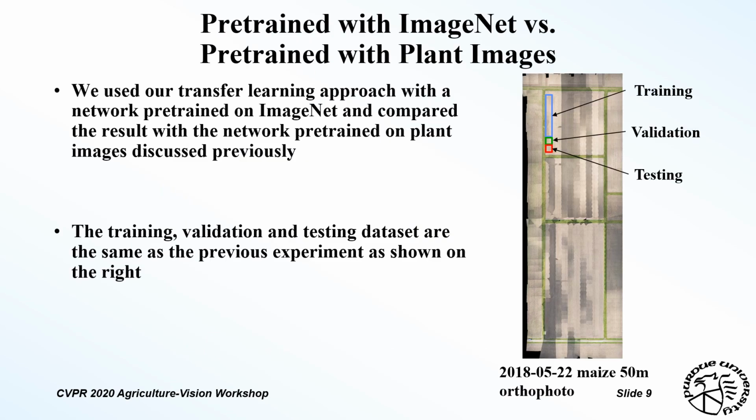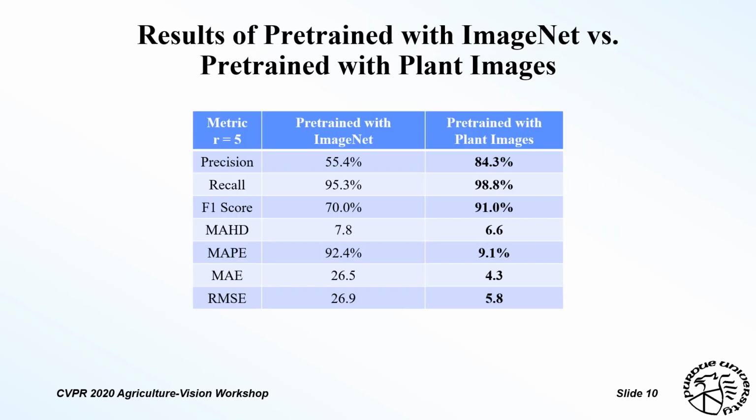We also compared the performance between two pre-trained source networks on different datasets because the pre-trained dataset might affect the transfer learning results. The training and testing data are the same as the first experiment. The result shows the source network pre-trained with plant images did better. The possible reason is that the distribution of the images in ImageNet is too different from the plant UAV images in our application.